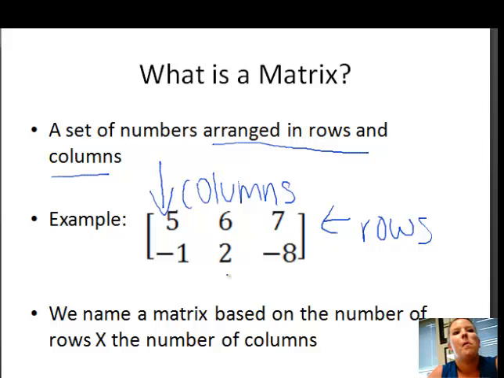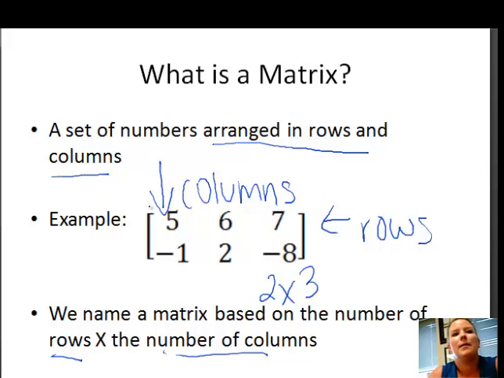Okay, so we name the matrix based on its rows and its columns. So this one, knowing it has 2 rows, 3 columns, it would be a 2 by 3 matrix. So it's just like if you were to name a board, like a 2 by 4, same concept.